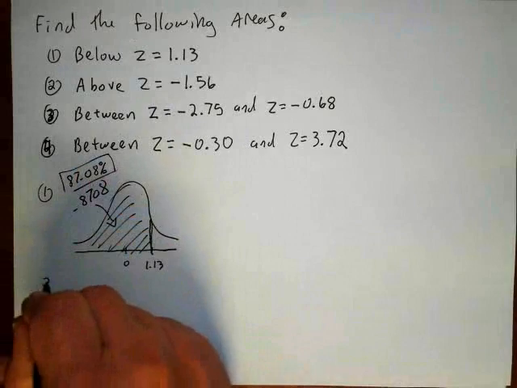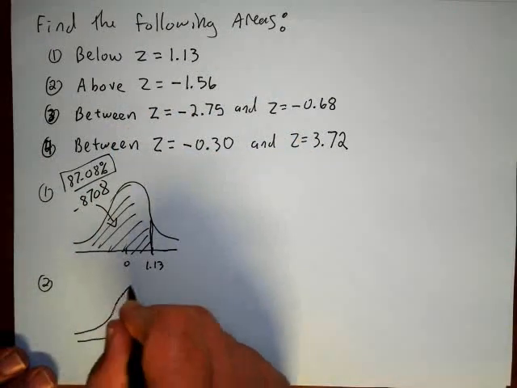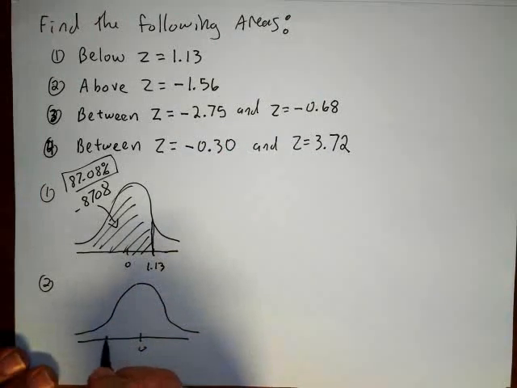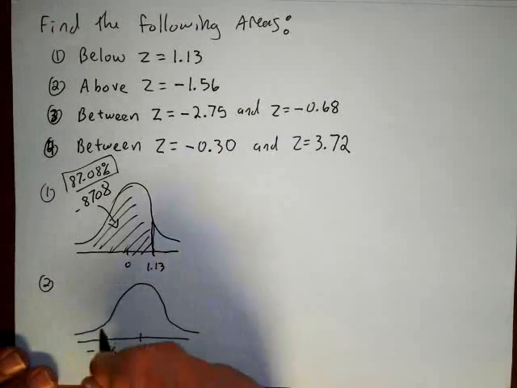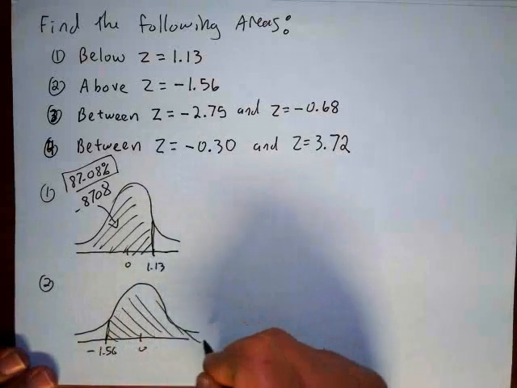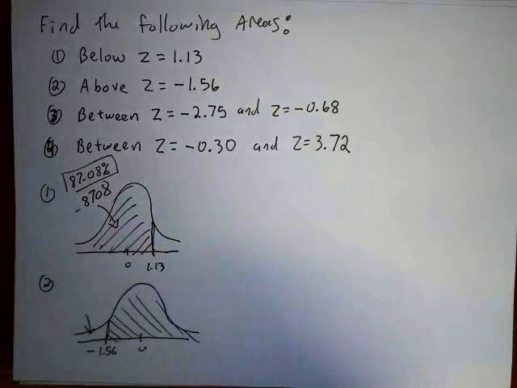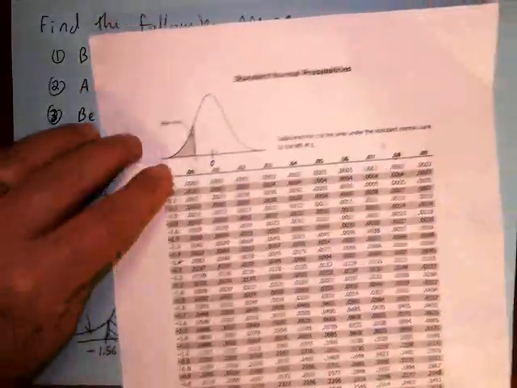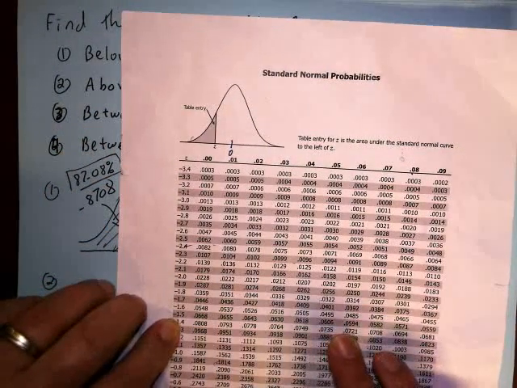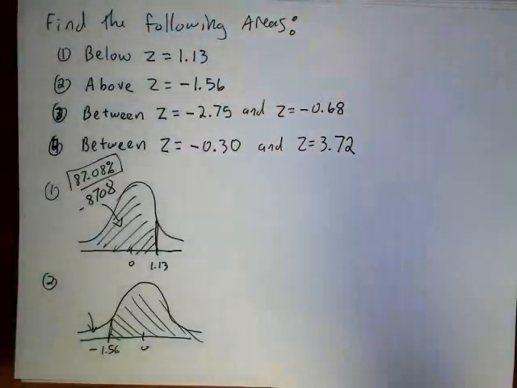So now for number 2, I want to find the area above a negative 1.56. Negative is below the mean, so over here, beyond 1 standard deviation, negative 1.56, maybe right about there. But I want to find the area above this. When I look it up, it's going to give me the area below, because that's what the table always gives me. So I look up negative 1.56 on the negative side, and I get 0.0594.